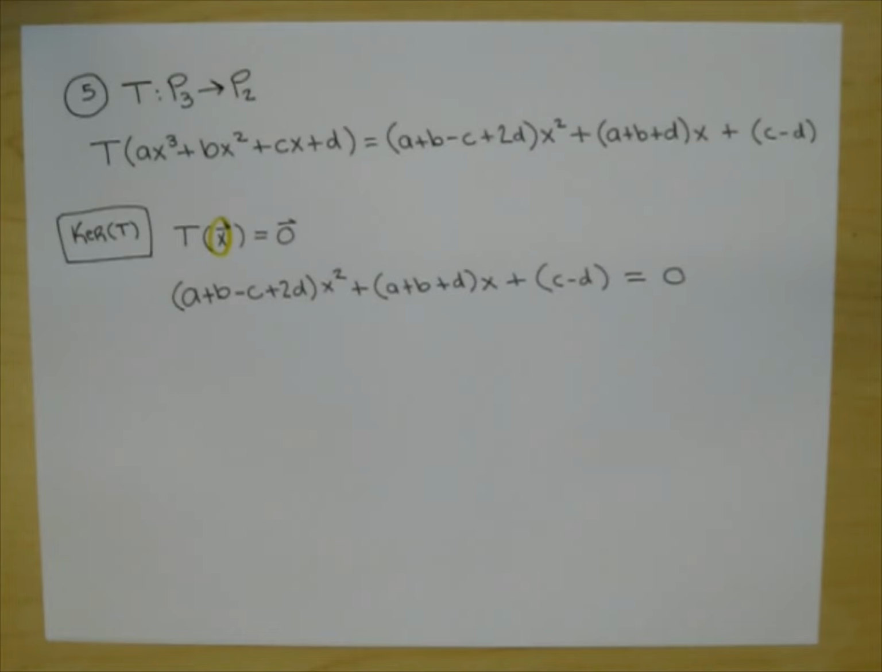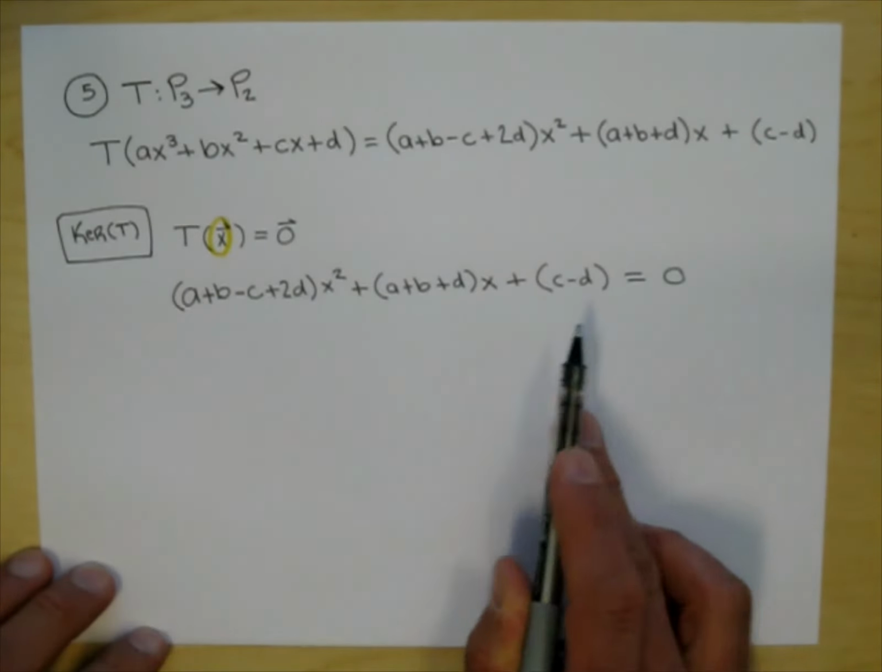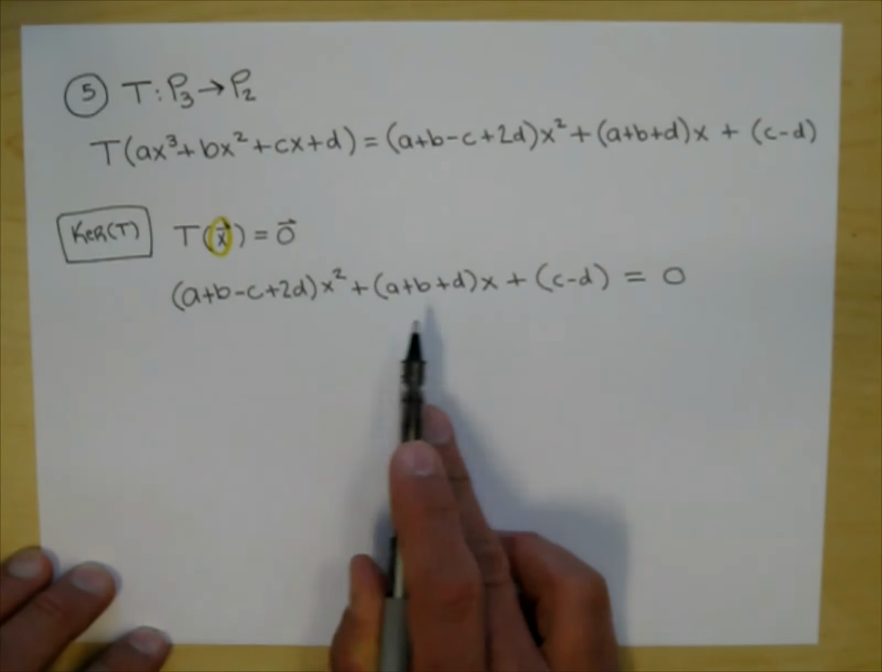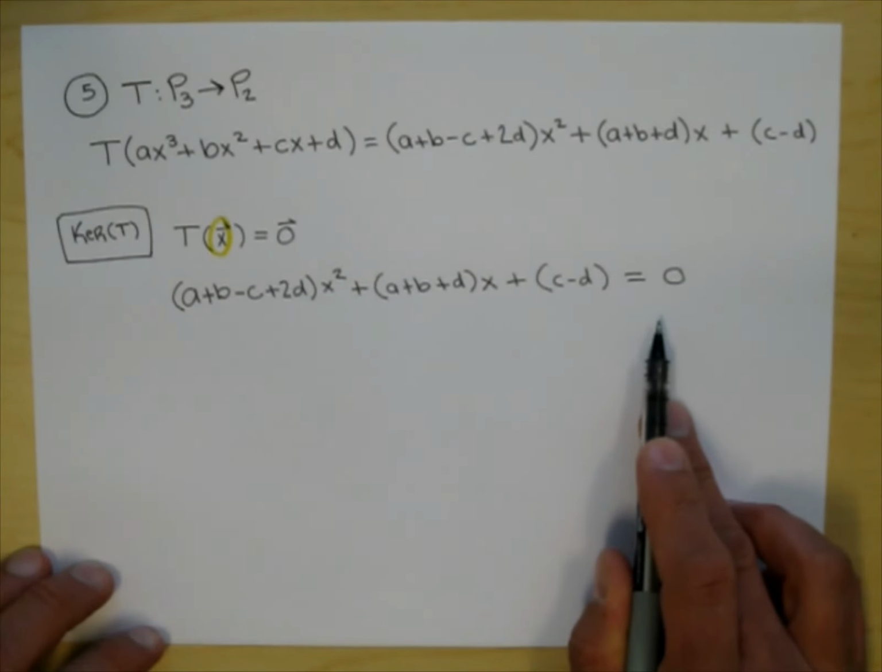Okay, so I'm trying to find the kernel. I could have said T of this equals 0, and then T of this really is this. So I'm setting this thing equal to 0 to try to find the kernel.